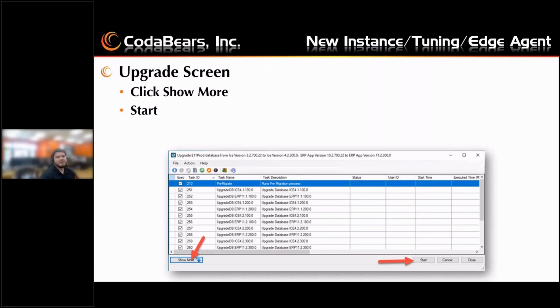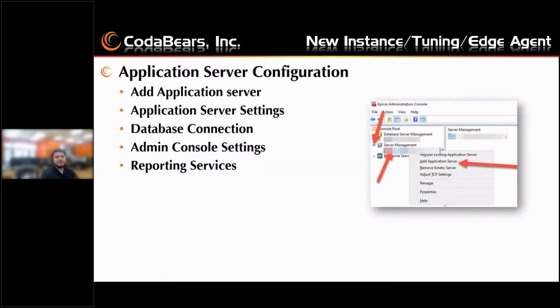It'll have a little dialog box at the bottom. This process can take anywhere from 20 minutes to 2 hours, depending on how far away you are upgrading to. So this version was going from 10.700 to 11.300. So it took quite a while, but that's just something to note that it can take a little bit of time to complete. Next, we're going to set up the application server.